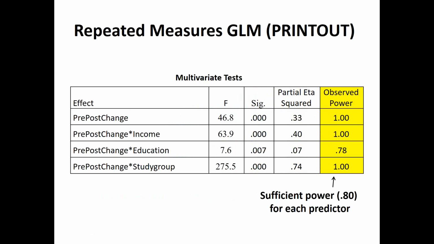And then lastly, the observed power. So you can see we pretty much have 100% power for the 3 predictors, and education, because it's a categorical, and remember the one category was a little lower, the 24. So the power is a little low, but still pretty much 0.80, which is the acceptable level. So we have power to detect our changes from pretest to post-test by these variables.